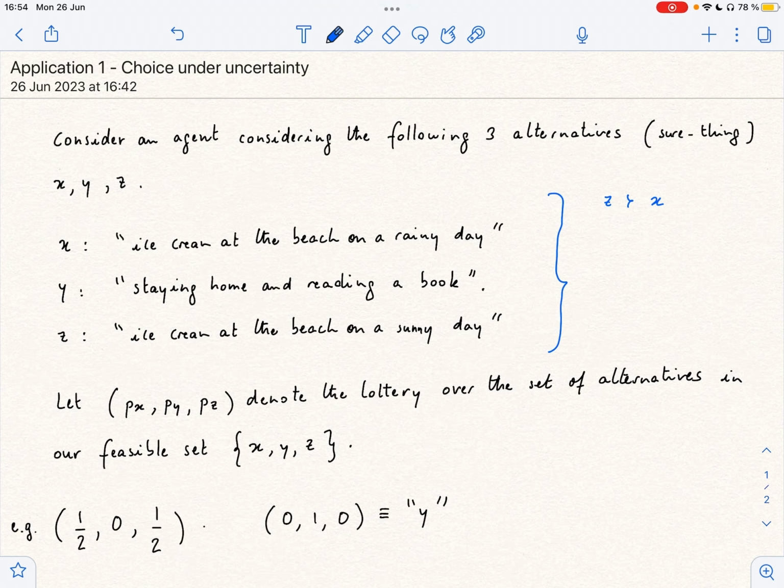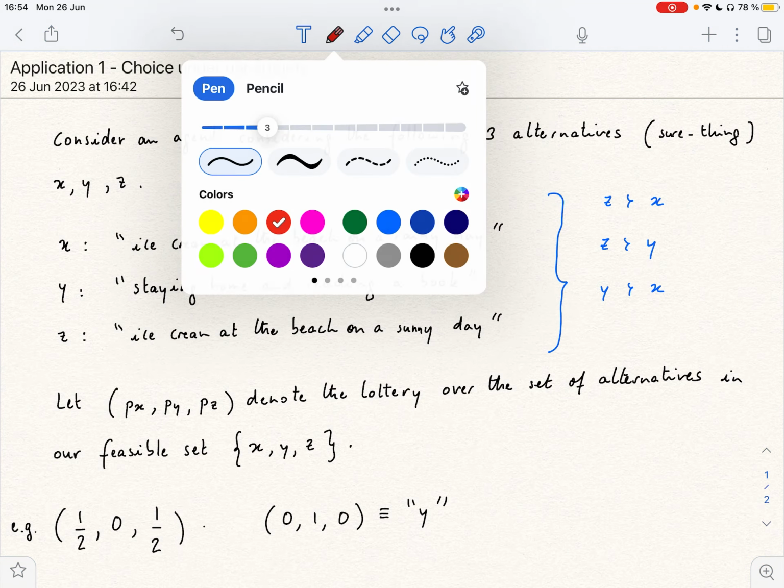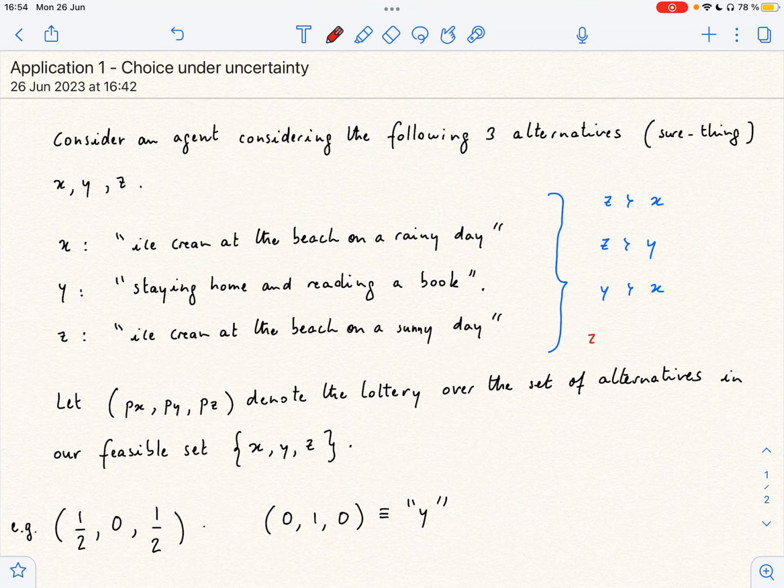Now, depending on the type of person you are, you might prefer staying at home to going out to the beach. But here we're going to say that Z is also strictly preferred to Y because you like going out at the beach on a sunny day. But you really don't like getting soaked in the heavy rain, so we're also going to say that Y is strictly preferred to X. Okay? So here we have a clear preference ordering where Z is the most preferred outcome, which is strictly preferred to Y, which is strictly preferred to X.